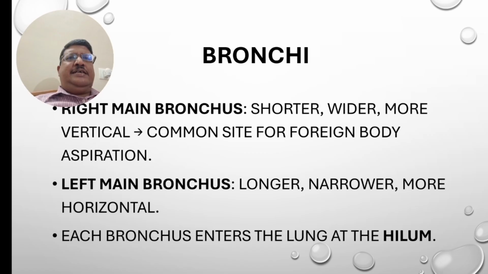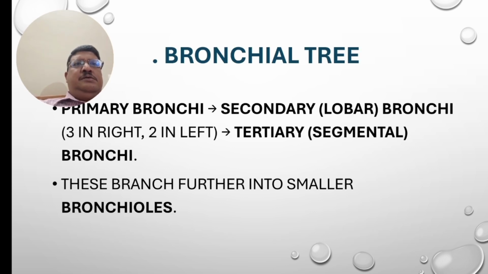Now coming to the bronchi. Right main bronchus: shorter, wider, more vertical, a common site for foreign body aspiration. Left main bronchus: longer, narrower, more horizontal. Each bronchus enters the lung at the hilum. Bronchial tree: primary bronchi, secondary bronchi, 3 on the right and 2 on the left, then tertiary segmental bronchi. These branch further into the smaller bronchioles.